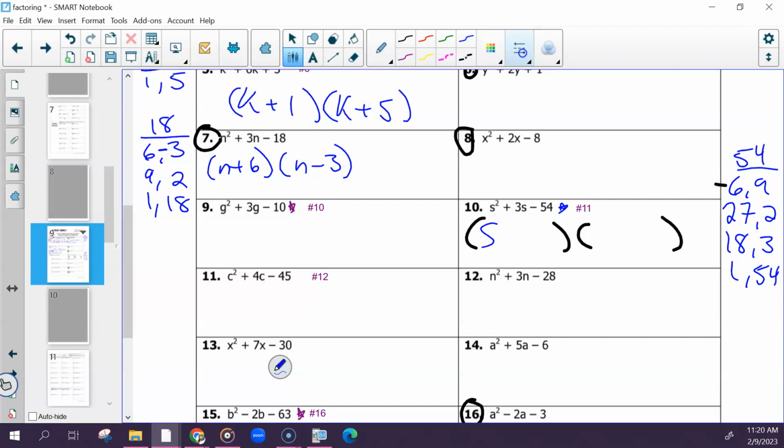Whether you do the 6 or the 9 first does not matter. Questions on that one? Wait, when did we do 6 and 9? We know those are factors of 54. If we were to make 6 negative, negative 6 plus 9 gives us 3. And none of the others do.